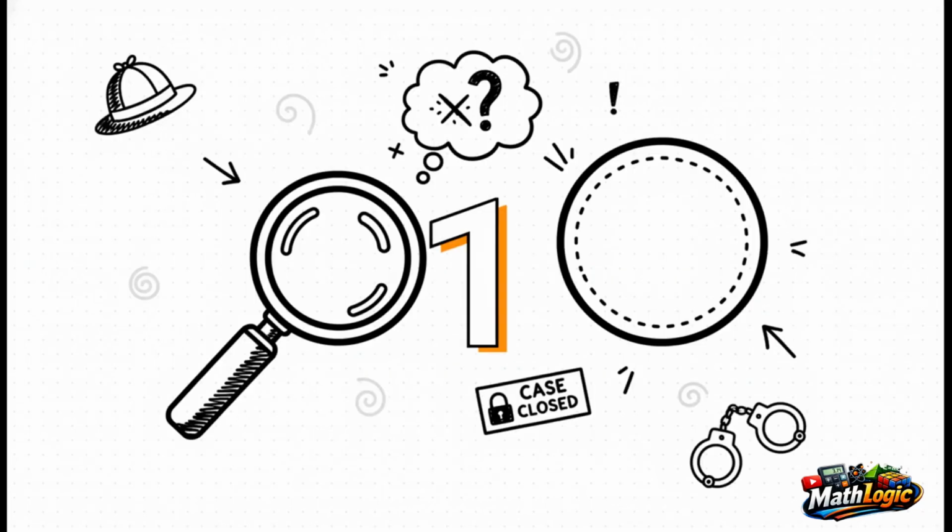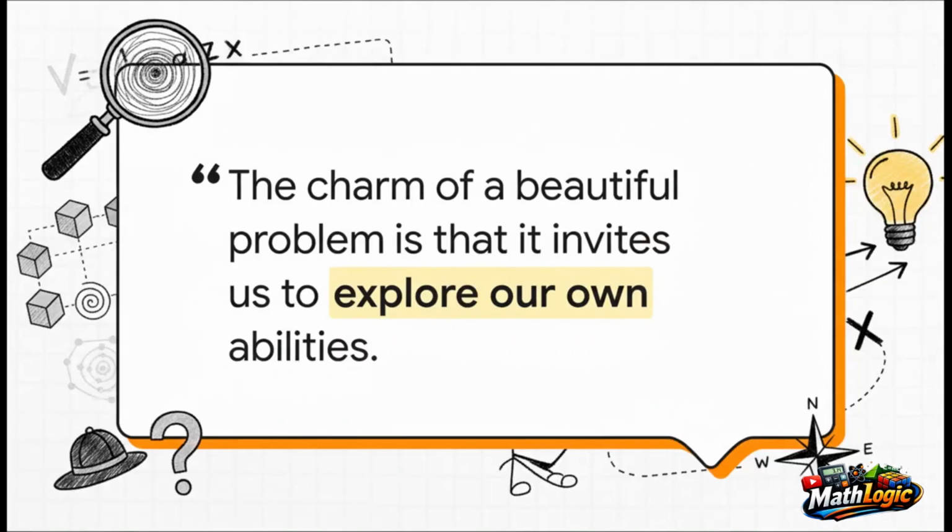And there we have it. After a thorough investigation, after following all the clues and checking all the alibis, we can confidently declare that the one and the only solution to this mystery is x equals 1. Case closed. It's a pretty amazing feeling, isn't it? To take something that looked so complicated and just unravel it, step by step.